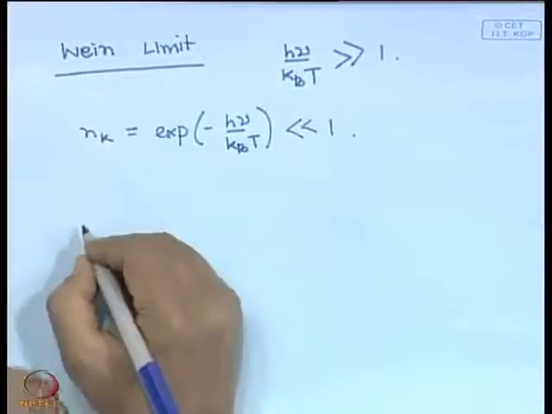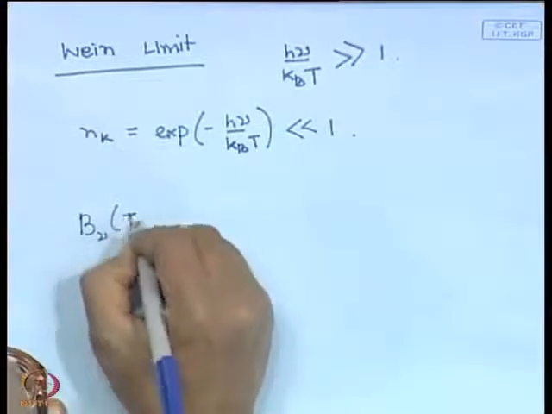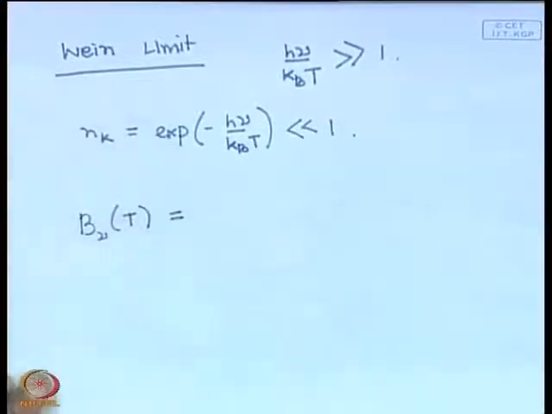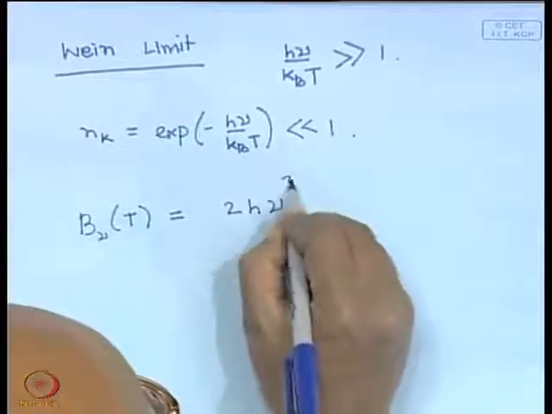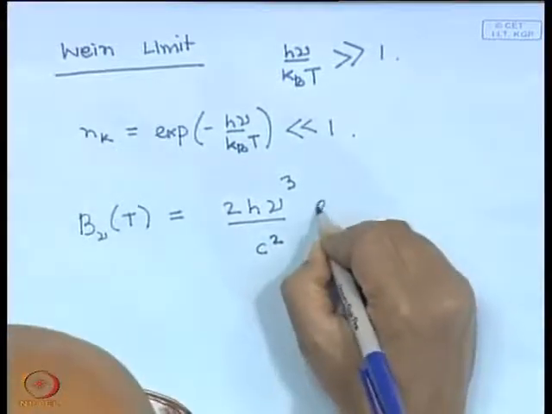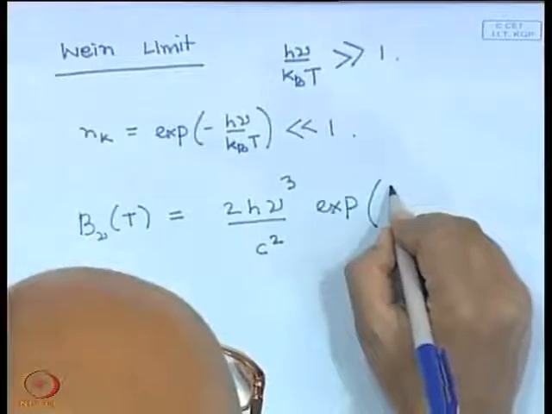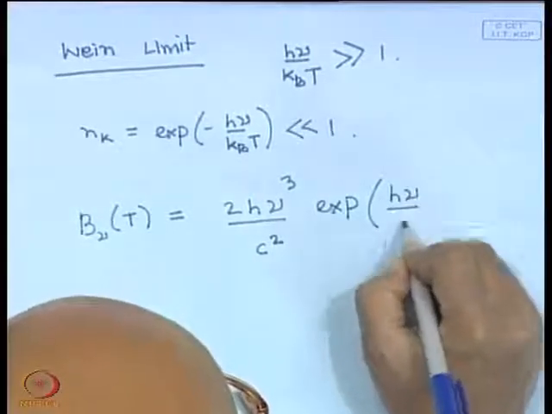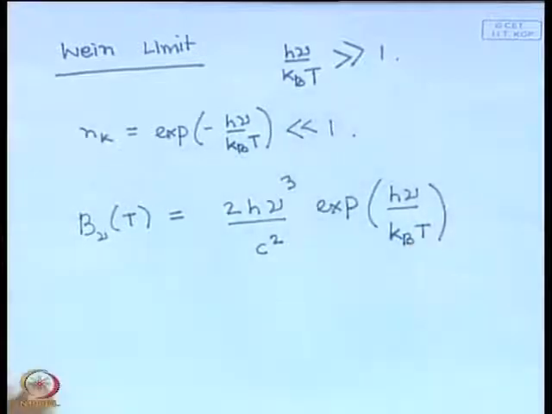Okay, and in this regime the Planck spectrum now becomes 2 h nu cube by c square exponential h nu by kB T minus.